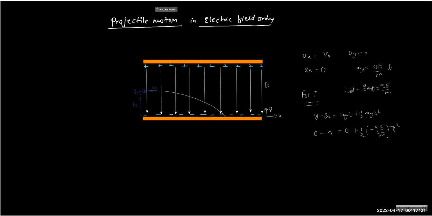So let's call it capital T. So T turns out to be the square root of 2h by QE by m, which is the same as 2h by g effective, which was the old answer, right? Yes, sir. Similarly, you can find the range, v naught into T, that's it. So you can get all the answers.